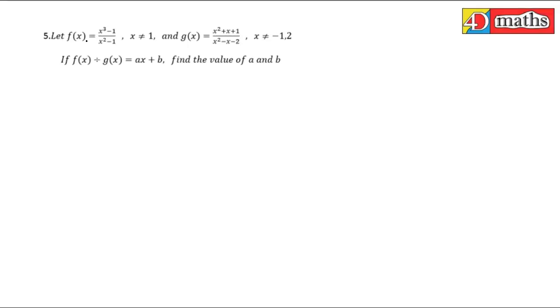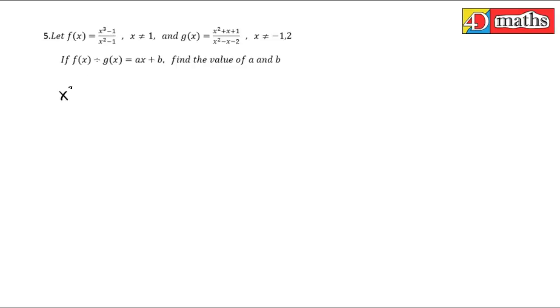Okay, so let f of x equal x cubed minus 1 over x squared minus 1, and g of x is equal to x squared plus x plus 1 over x squared minus x minus 2. And if f of x divided by g of x equals ax plus b, find the value of a and b. Okay, so I'm going to write it out.